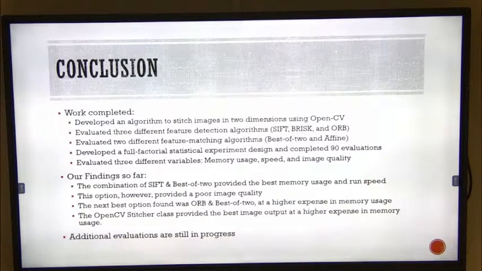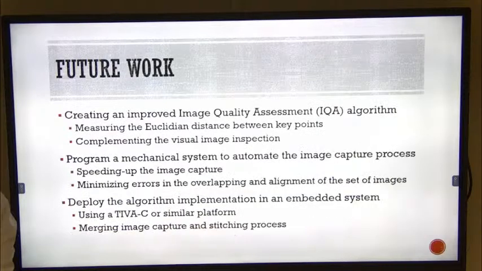Finally, we evaluated 3 different variables: memory usage, speed, and image quality. Our findings so far were that the combination of SIFT and best of 2 provides the best memory usage and runtime speed. This option, however, provided poor image quality. The next best option found was ORB and best of 2, at a higher expense in memory usage. The OpenCV Stitcher class provides the best image output, at a higher expense in memory usage. Further evaluations are still in process.